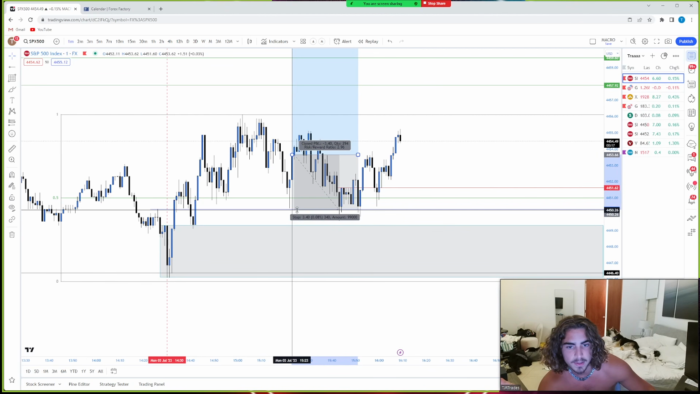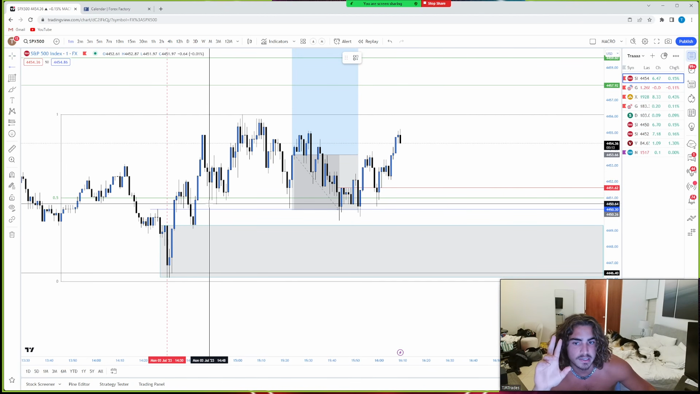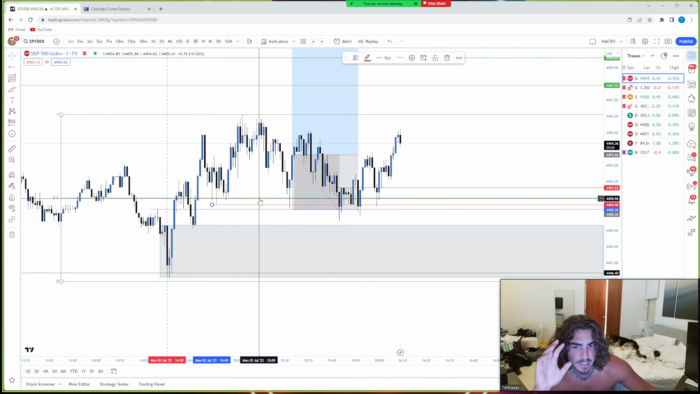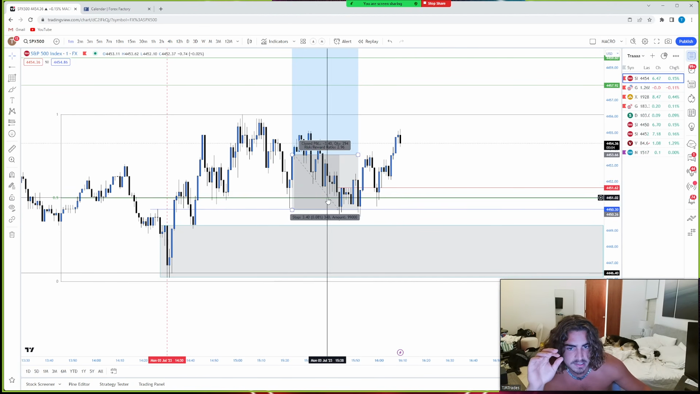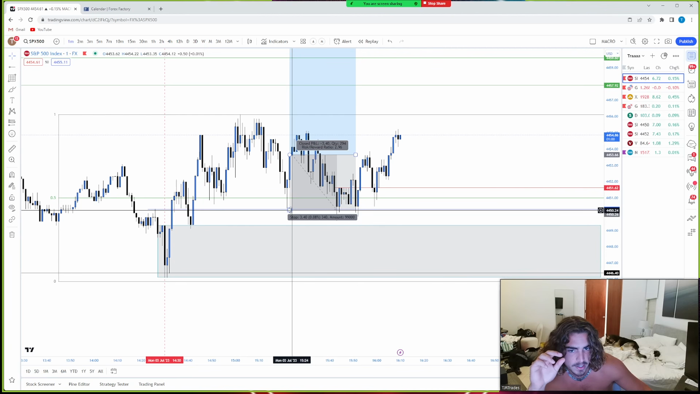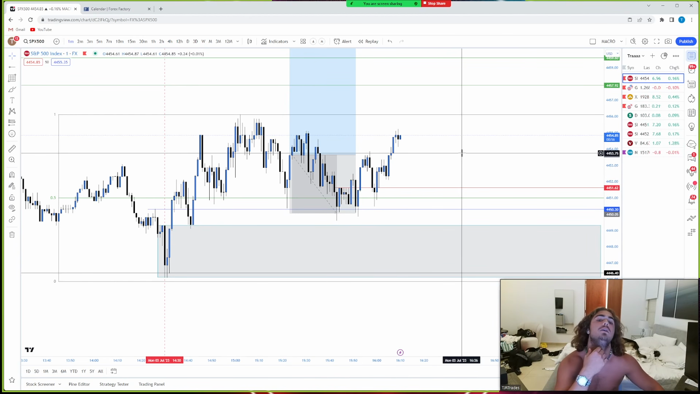I put my stop loss underneath here because we had a liquidity sweep on the 5-minute right here, and then a break of structure on the 1-minute to the upside. So I was considering this my liquidity sweep. So that's why I put our stop loss right here. Does that make sense? Okay.